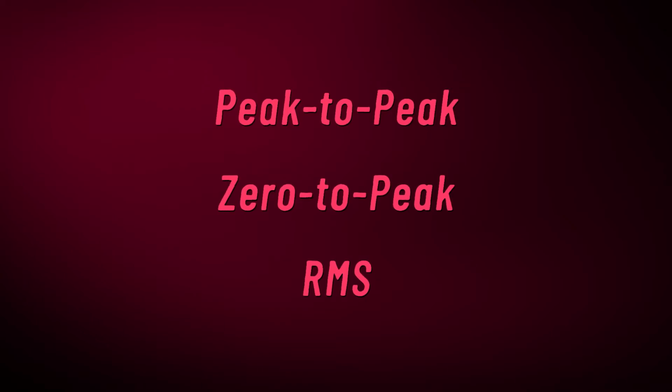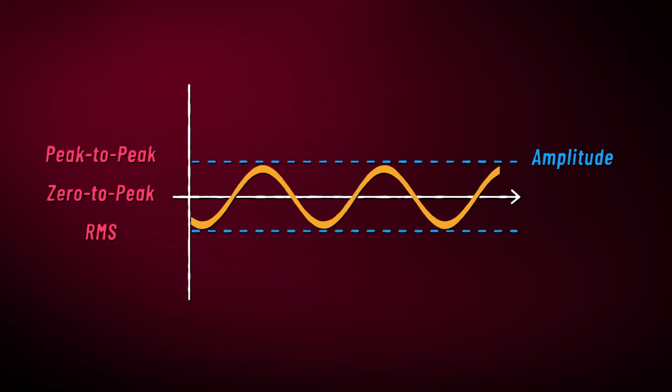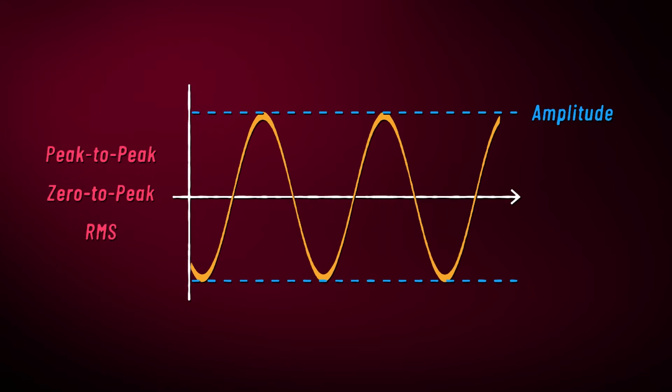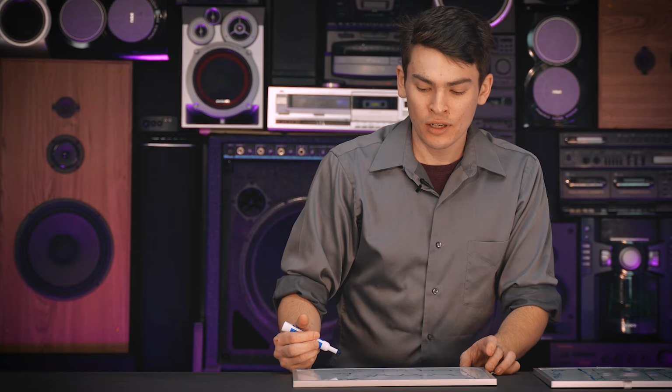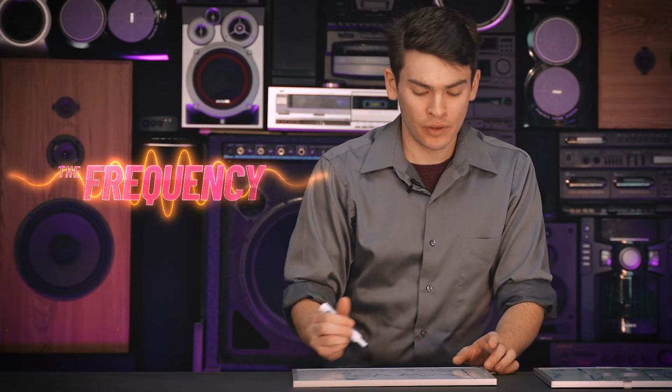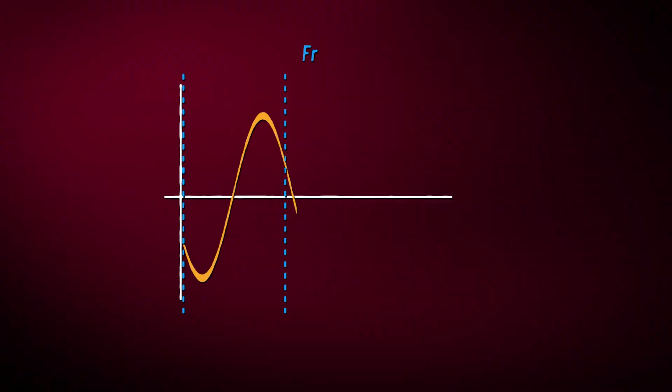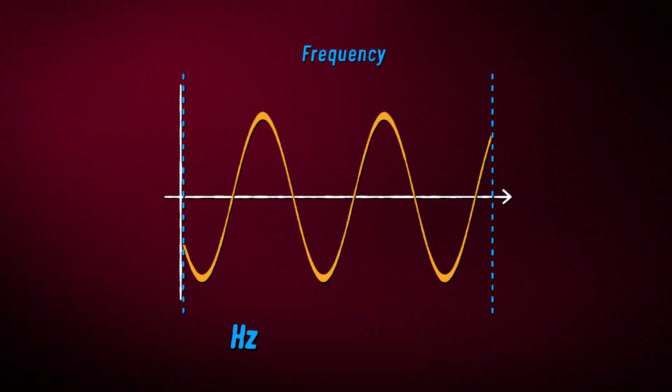So these three measurements describe the amplitude of an electrical signal, meaning how tall it is when it's represented by the graph. But you might be asking yourself, how do I describe how fast it goes? AC and DC travel at a frequency, a term you've probably heard of. Frequency is expressed in hertz. Hertz are defined as cycles per second.